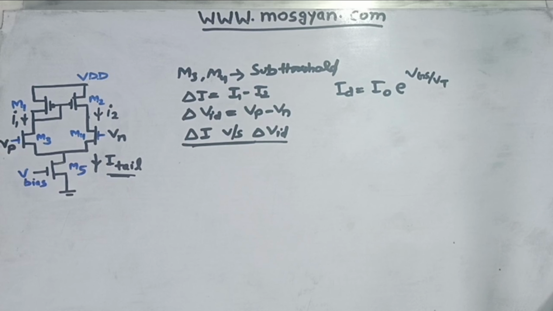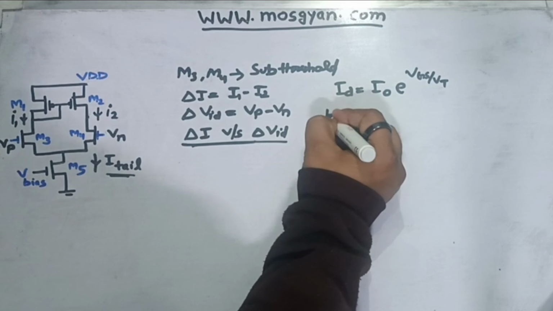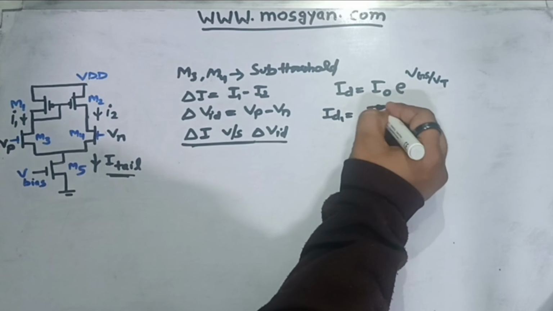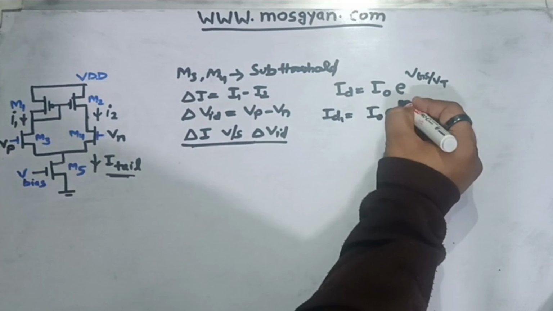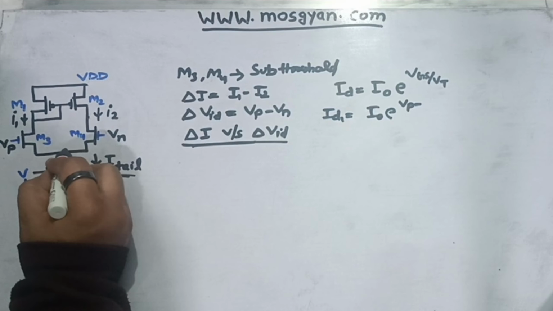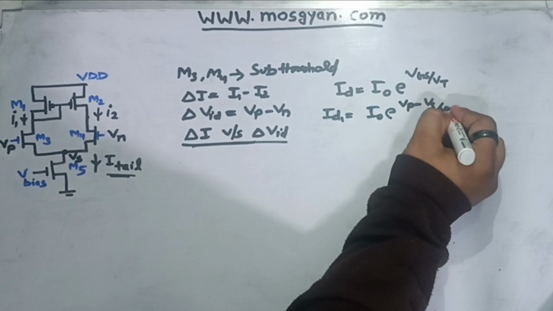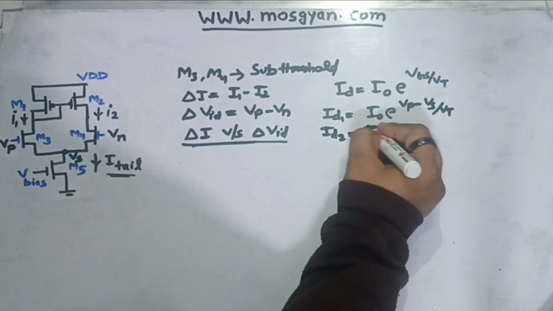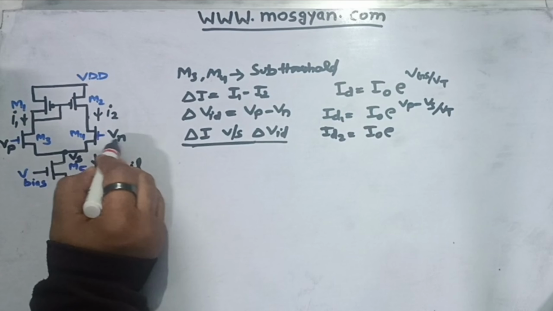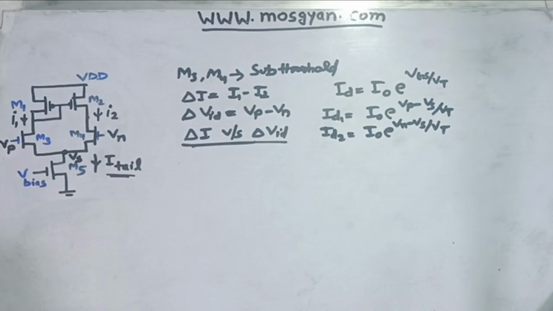Now we can write the same equation for MOS M3 and M4. If I write the same equation for MOS M3, let's call this as ID1. So that would be equal to I naught e to the power VGS, we can represent by gate voltage, we know Vp. So Vp minus, let's assume this potential is Vs. So Vp minus Vs upon Vt. This is for MOS M3. Similarly for MOS M4 we can write ID2 equal to I naught e to the power, gate voltage is Vn here, so Vn minus Vs upon Vt. These are the two equations which we have written for MOS M3 and MOS M4.